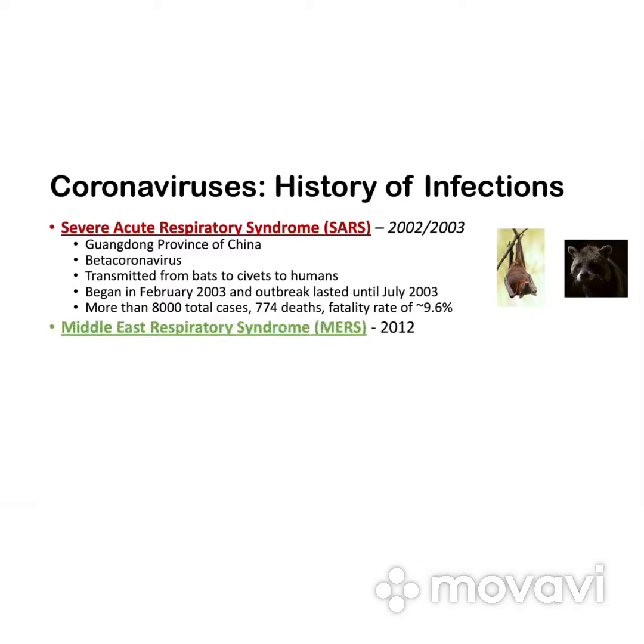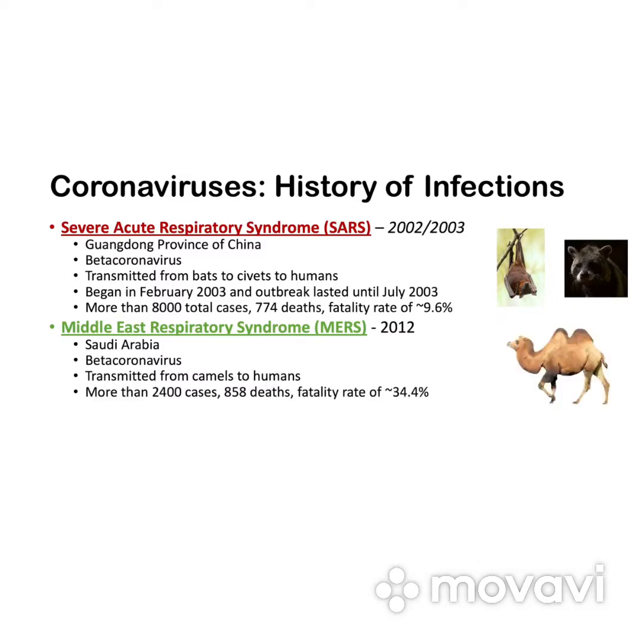Another coronavirus outbreak was the Middle East Respiratory Syndrome, or MERS outbreak, which occurred in 2012. This started in Saudi Arabia, and it quickly spread to several countries. It itself is a beta coronavirus as well, and what seems to have occurred here is that the virus was transmitted from camels to humans, so either through eating camels or exposure to camels or drinking camel milk. And as of this video, there are more than 2,400 cases of MERS with a recorded 858 associated deaths, with a fatality rate of approximately 34.4%, so very high fatality rate with the MERS infection.